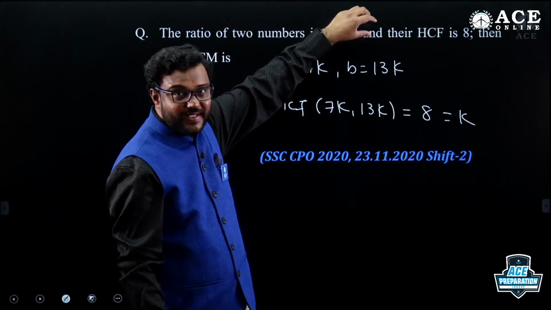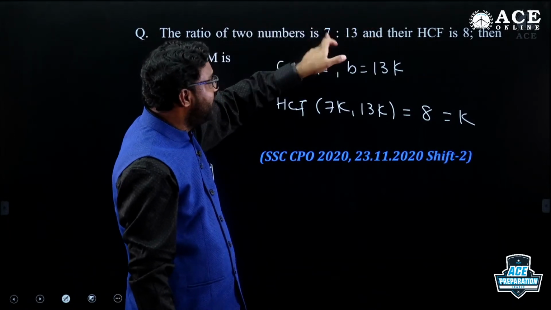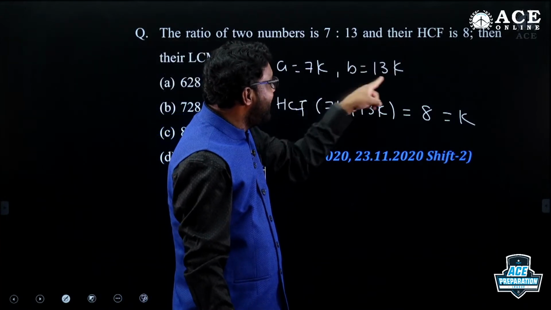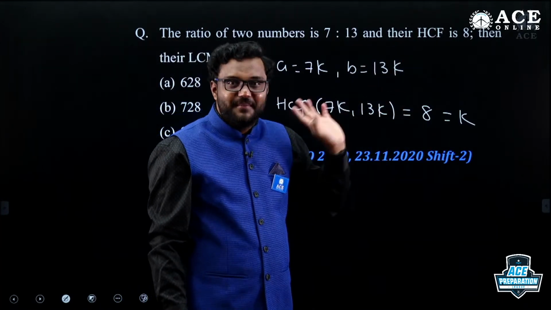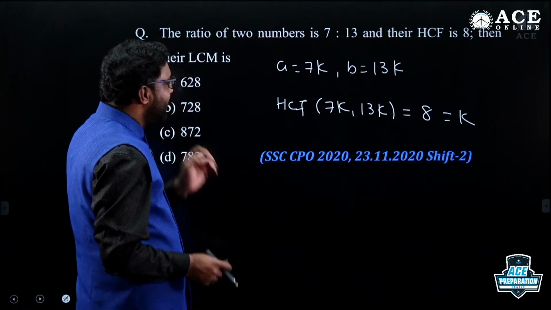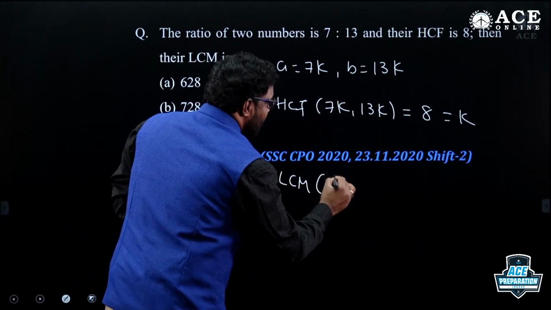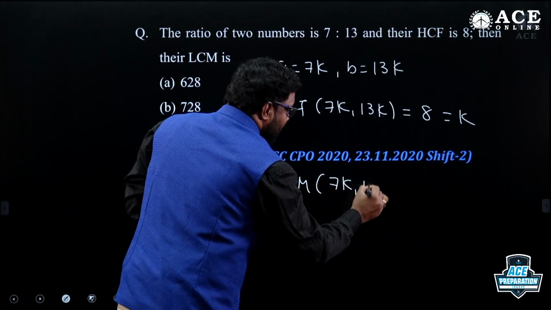Two numbers ratio is 7:13. Okay, 7k and 13k they are. Their HCF is 8. Means here k is the HCF. K is nothing but 8. Now here what they're asking, my dear friends, LCM for these two numbers. LCM for 7k and 13k.